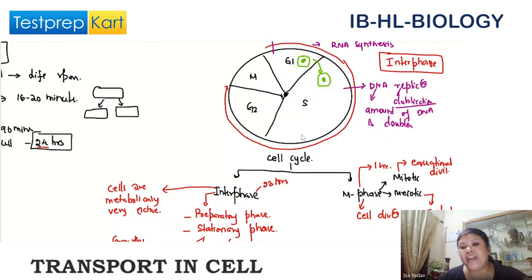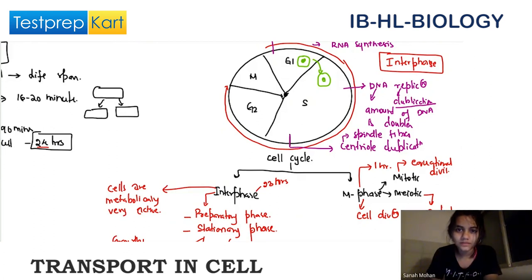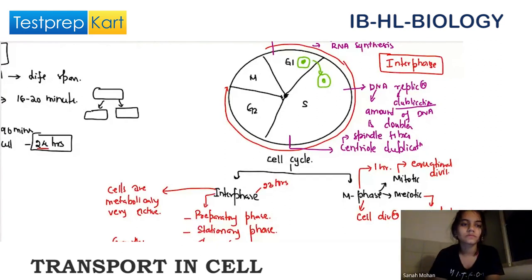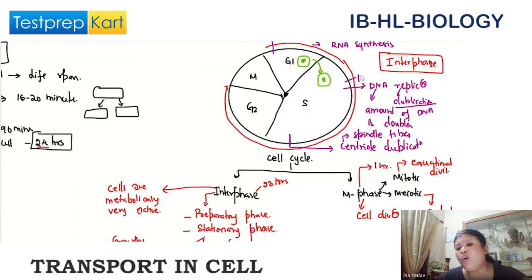All right. S phase. Towards the end of S phase, we will find centriole duplication. Centriole is the structure which will form spindle fibers. You know what spindle fibers are? They are found in cell division, right? Even in S phase, we will also find histone protein synthesis. Histone is a protein which is always associated with eukaryotic DNA. Histone will always be present with eukaryotic DNA.